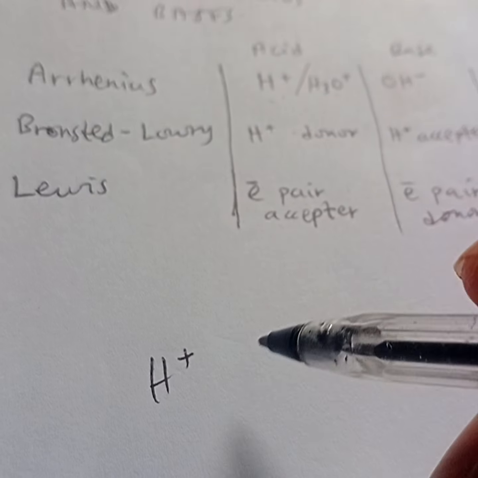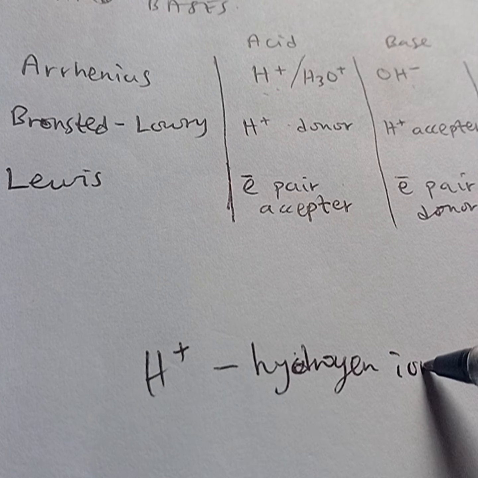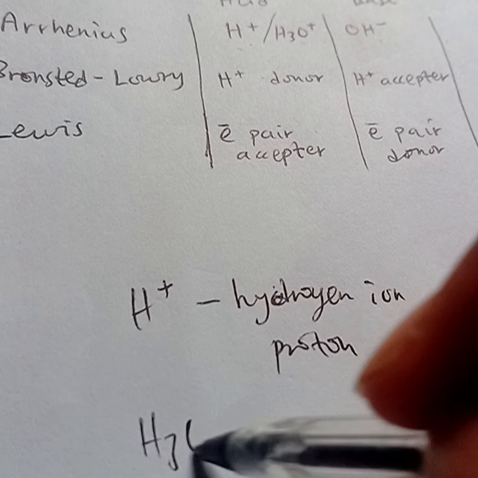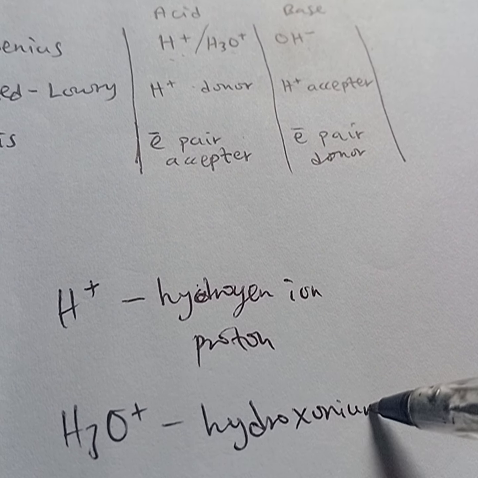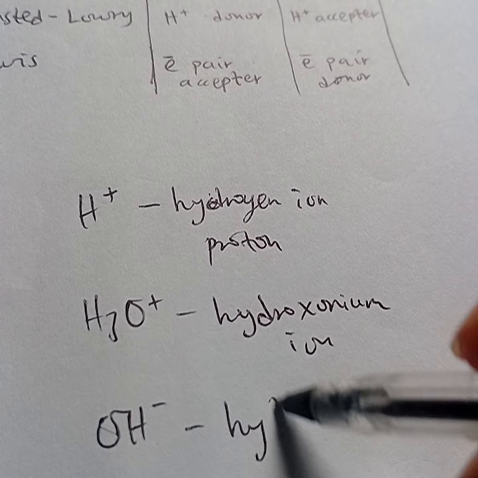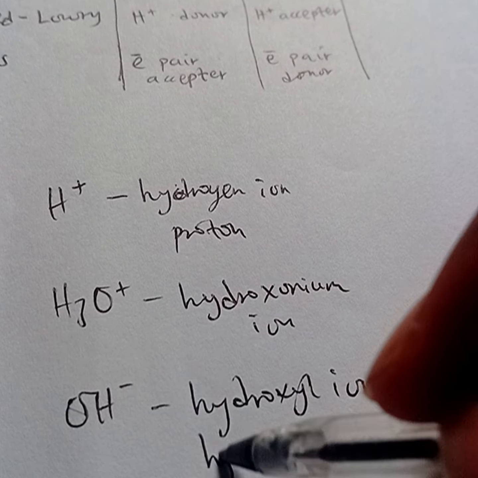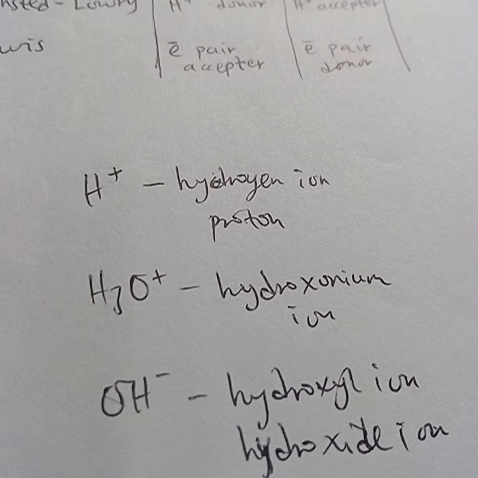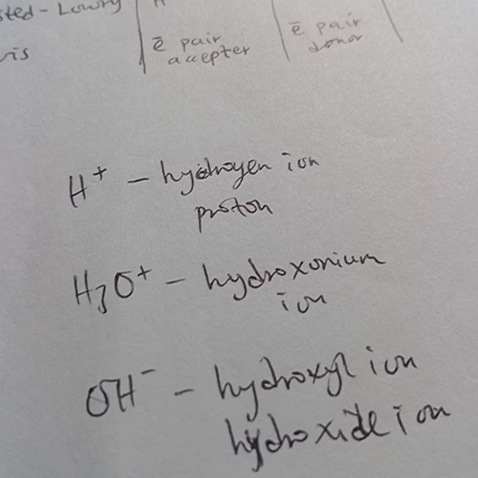So H plus, you can call it hydrogen ion or a proton. Then H3O plus is hydronium ion. Then OH minus is hydroxyl ion or hydroxide ion. So that is the Arrhenius concept of acids and bases.